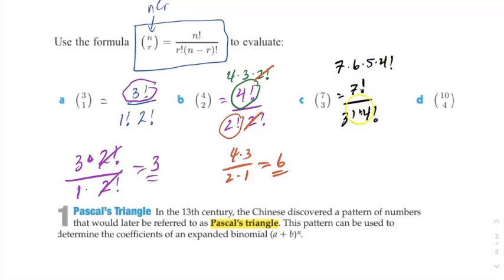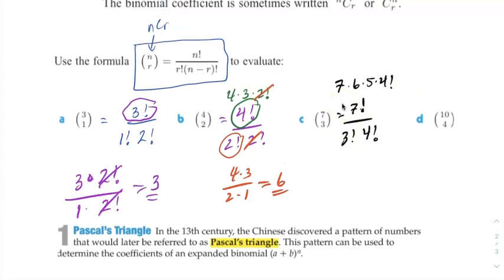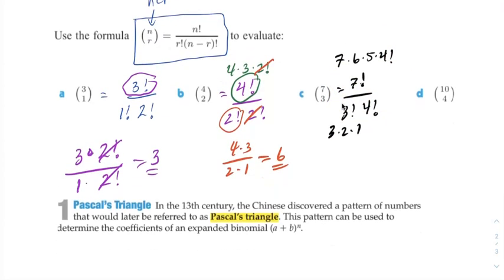Remember, the 4 is going to cancel, the 3 is not, so we're going to expand that one. 3 is 3 times 2 times 1. So the 4 cancels, and then I'll just rewrite the rest. So 7 times 6 times 4 over 3 times 2 times 1. If you can see, 6 and then 3 and 2 are also 6, so these cancel. And so it's 7 times 5 over 1. 35.